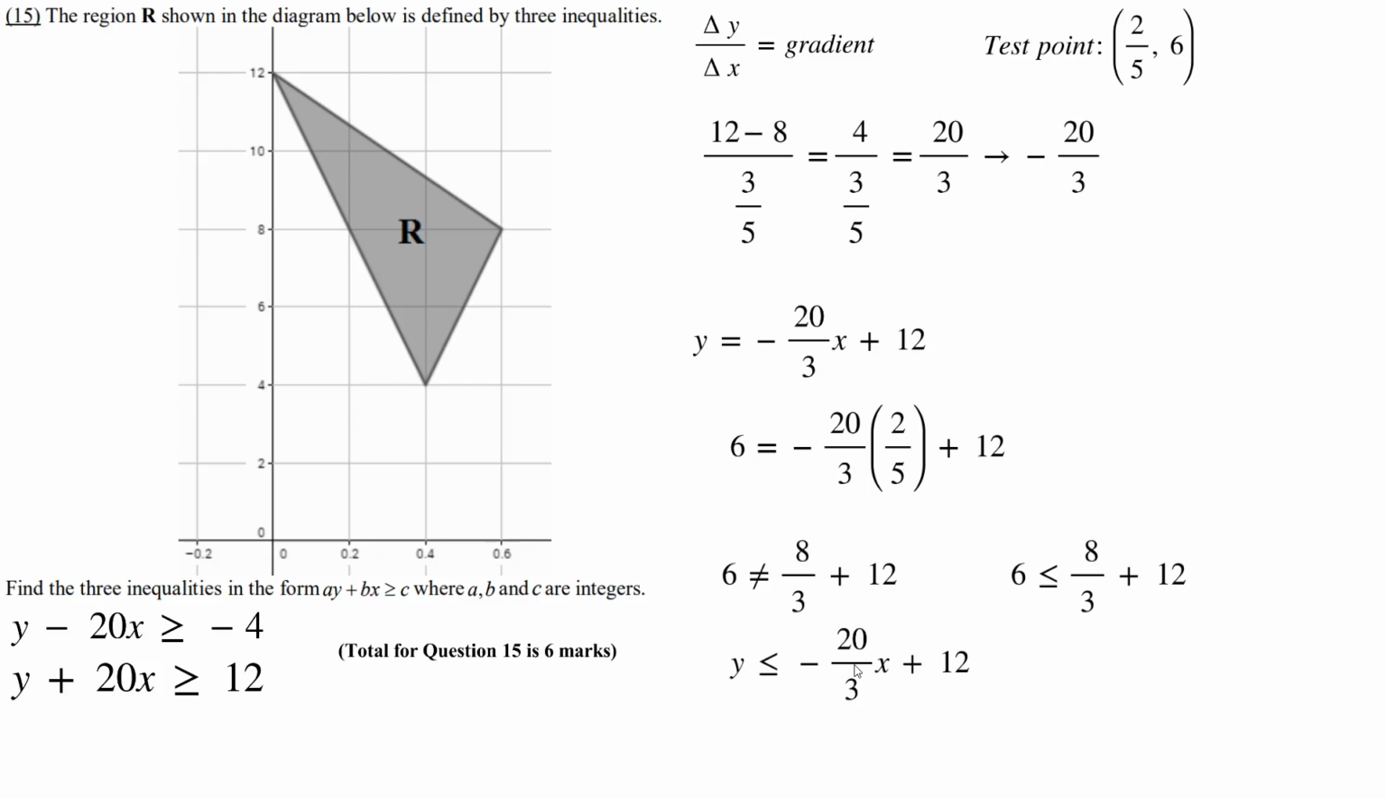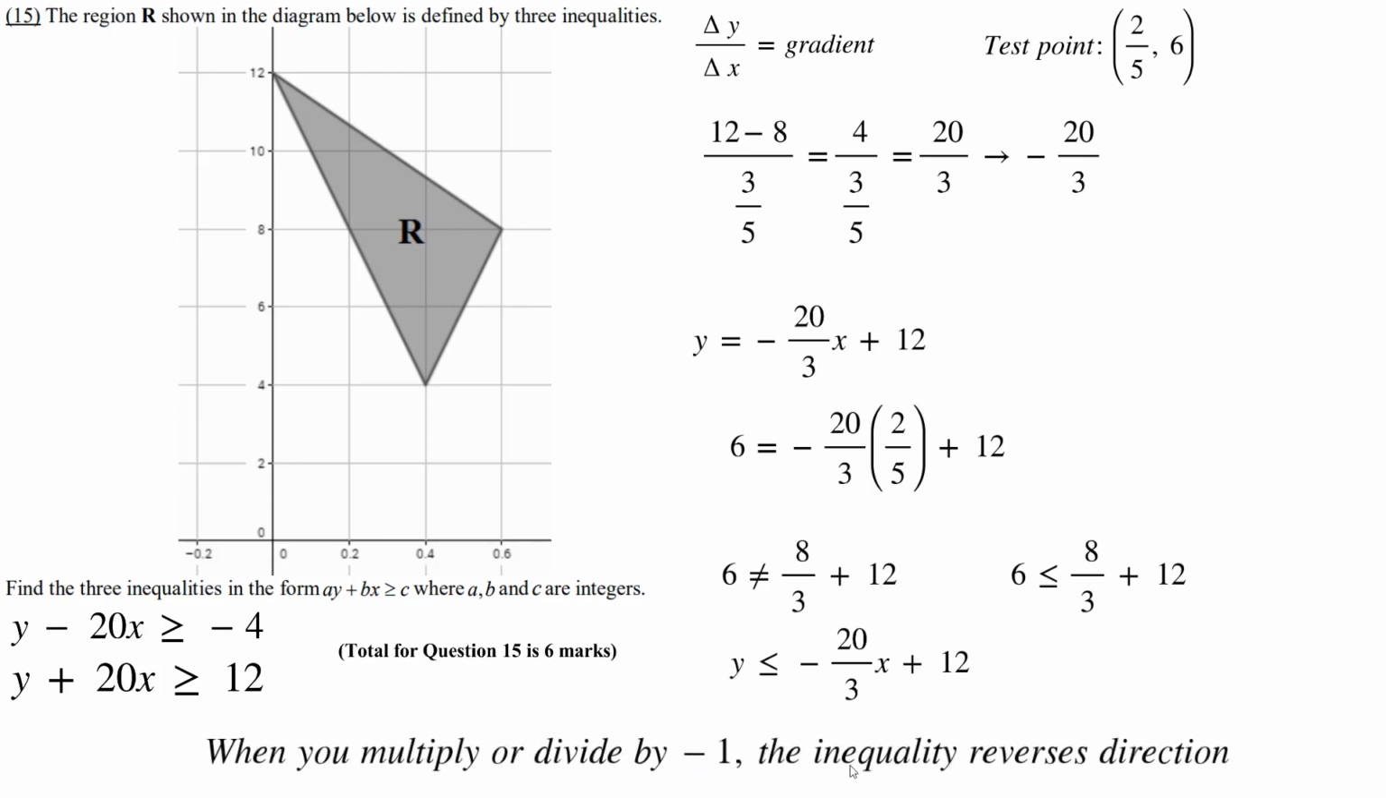But I think what I've done first is I've actually multiplied by minus 1 on both sides. Yes, so when you multiply or divide by minus 1, the inequality reverses direction. The reason we wanted to reverse direction is because, if you look at this, it's facing in this direction in the question. So they've tried to be a bit sneaky here, and you might drop a mark if you don't notice that. So you want it to be facing in that direction.